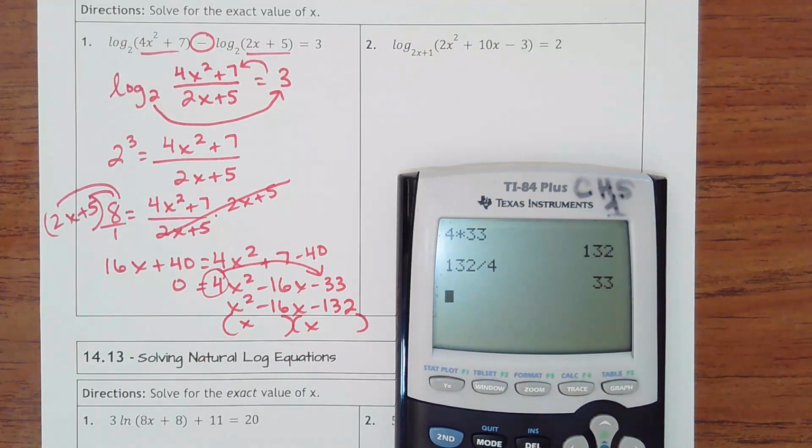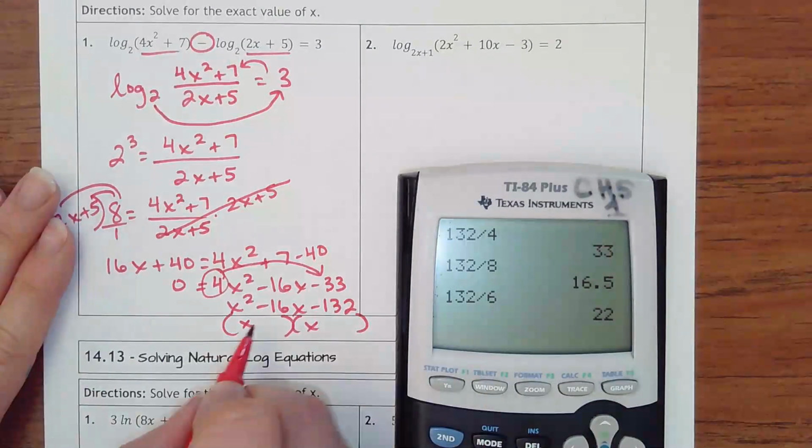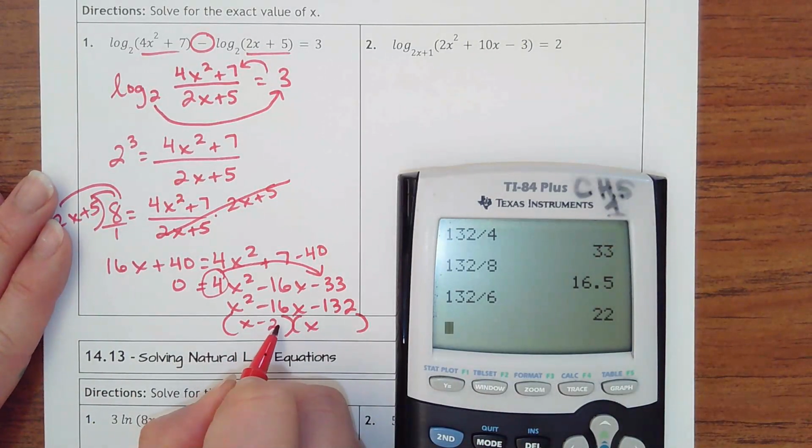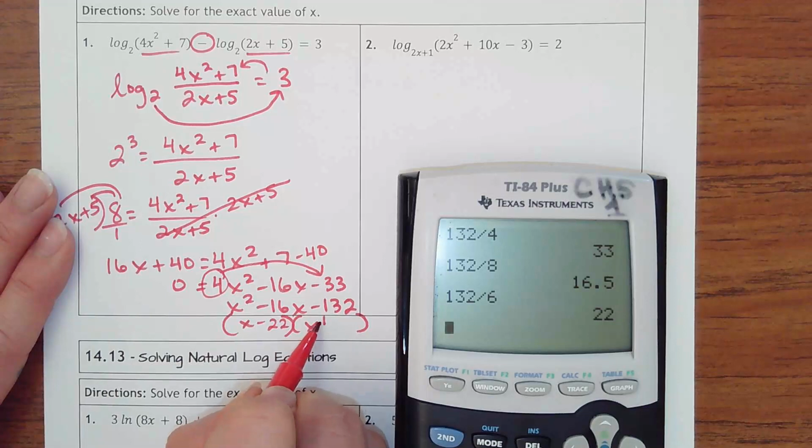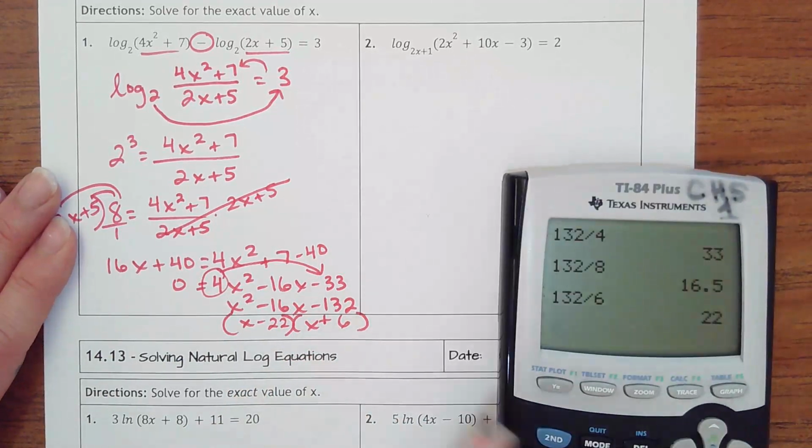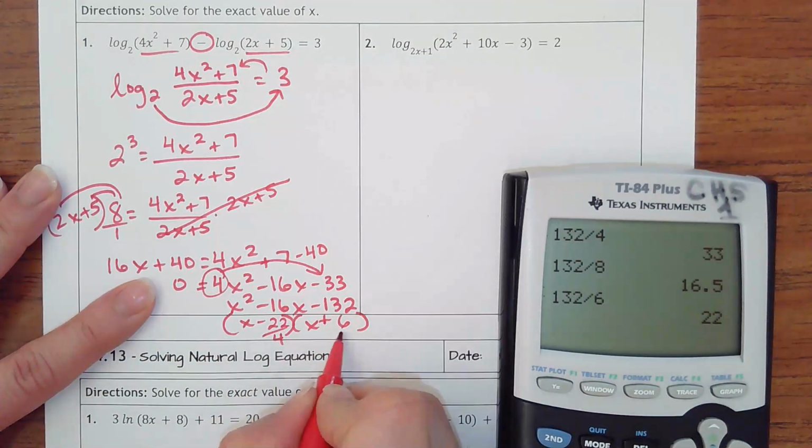I'm getting closer, so let's see. It's got to be a little bigger than the 4. Nope. 6 and 22 would work because I'm really thinking of their difference has to be 16. And I would need more negatives, so that would be the 22 and positive 6. And then don't forget to go back and divide by 4.